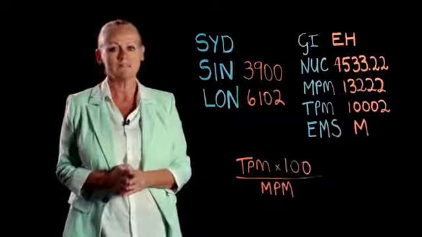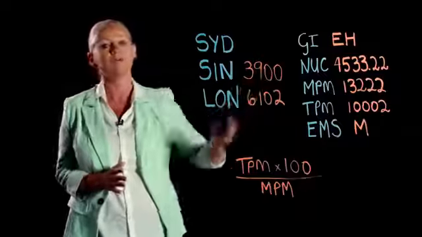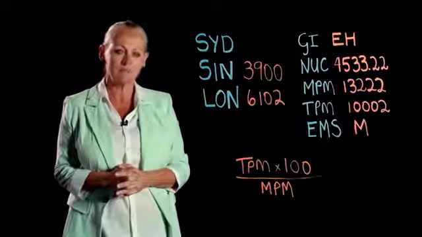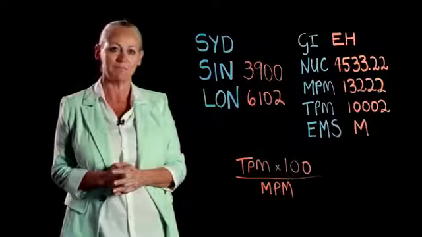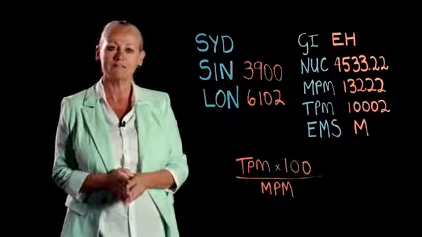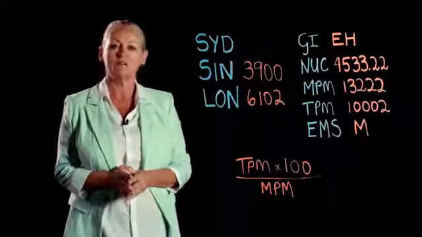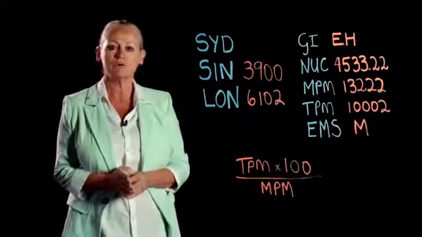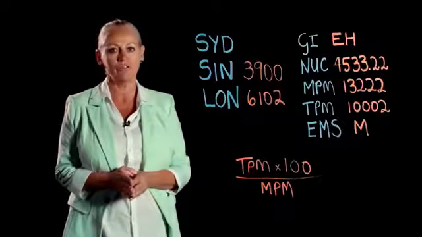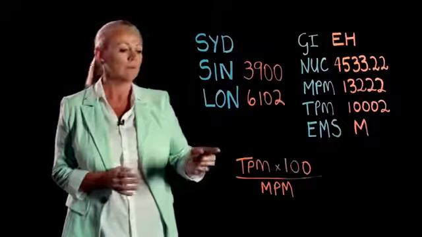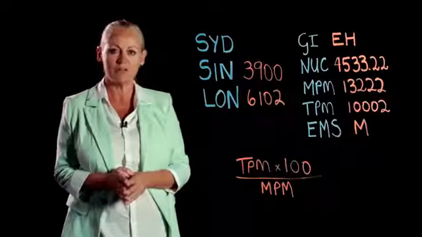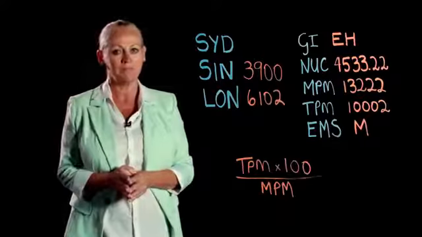Now, there will be instances when your fare or your NUC needs to be surcharged. This happens when your TPM exceeds the MPM. It's called an EMS, or an excess mileage surcharge. So we've got a formula that we use to work out how much we have to surcharge our NUC, or our neutral unit of construction, by. We take the TPM, multiply it by 100 and divide it by the MPM.